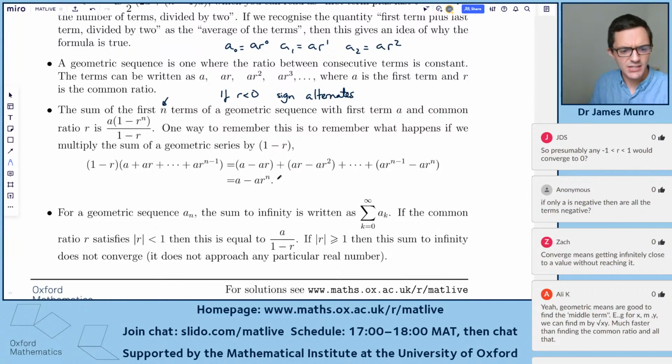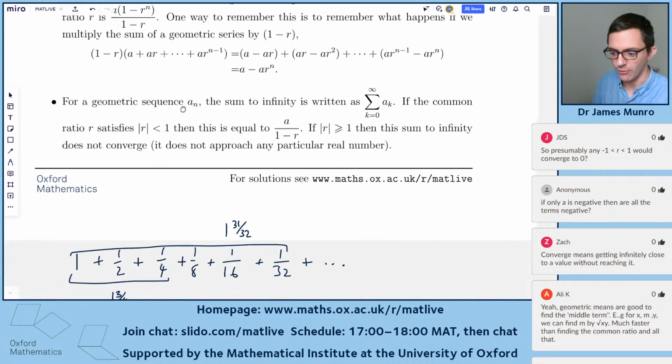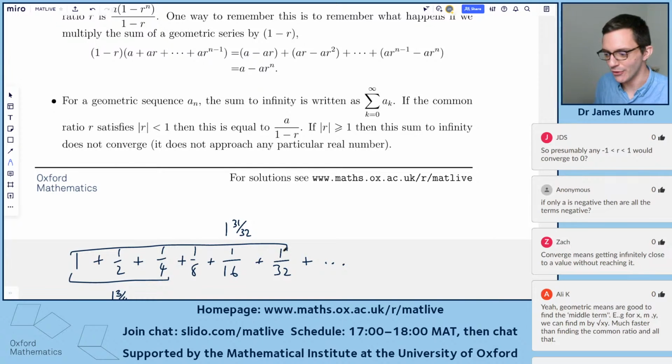So JDS says, does it converge to 0? It's slightly tricky: the terms converge to 0. The terms get really small, smaller and smaller. The sum overall, the sum of the first n terms, converges not to 0, because you've got all of these previous terms added up. So you're adding on a smaller bit each time.